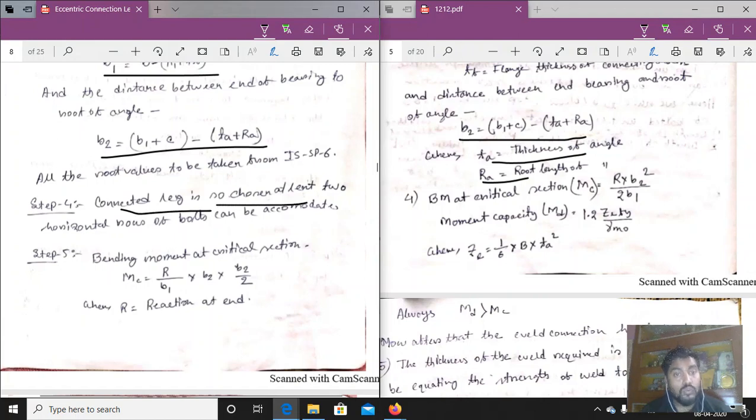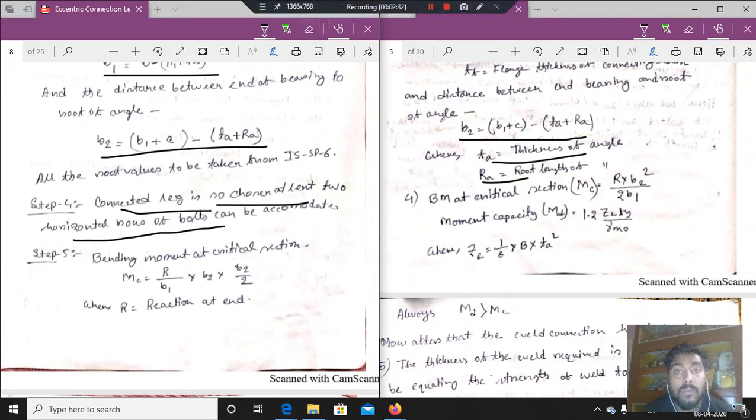Now here also step number 4, the connected leg. In this step, it is chosen so that at least 2 horizontal rows of bolts can be accommodated. Here that step need not be determined. Why? Because there will be no bolted connection, it is a weld connection, so there is no need for step number 4.